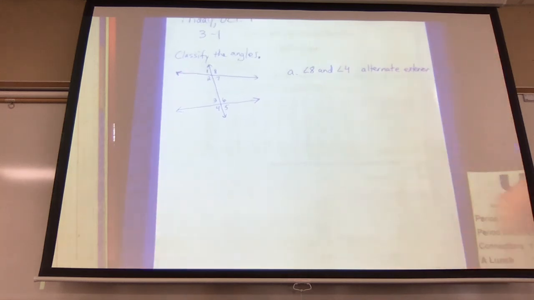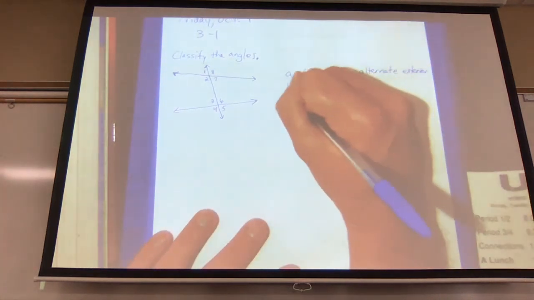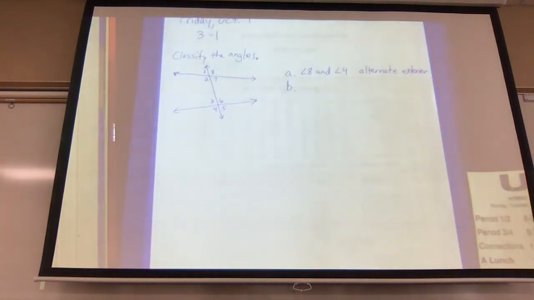And when it comes to a test or a quiz, if you want to abbreviate, you can abbreviate on these. You don't have to write the whole thing out. Maybe I'll do that next time just to show you that. So 8 and 4 would be alternate exterior angles.